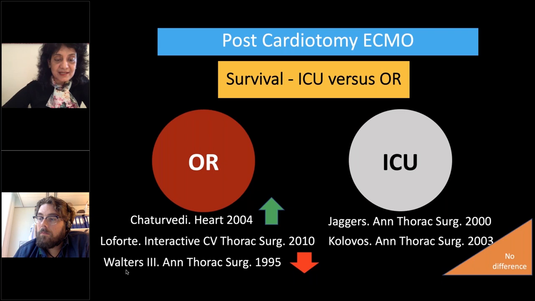What they found was that those who were cannulated in theaters actually did poorly. Jaggers et al. And Colliver's, however, did not find any difference in mortality depending on whether one was cannulated in operating room or in the ICU. So what might be the speculation here?